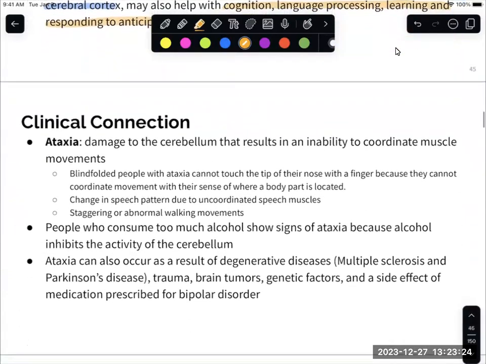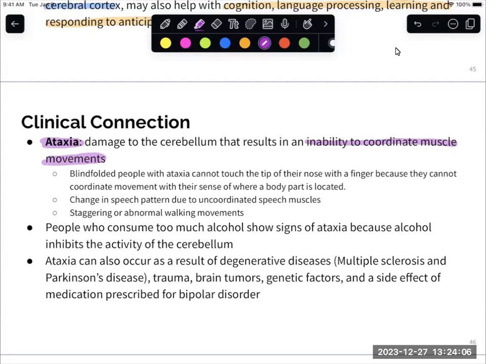So what happens if there's damage to that cerebellum? Well, ataxia could be one of those. So that's an inability to coordinate muscle movements. Blindfolded people with ataxia can't touch their finger to their nose. They cannot sense where their nose is located on their face. Could be changes in speech patterns, staggering or abnormal walking.